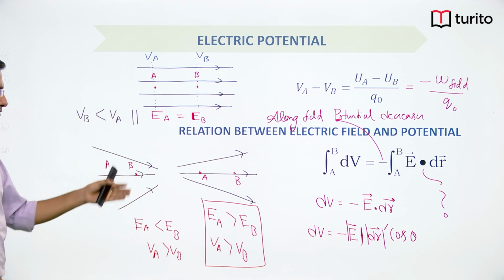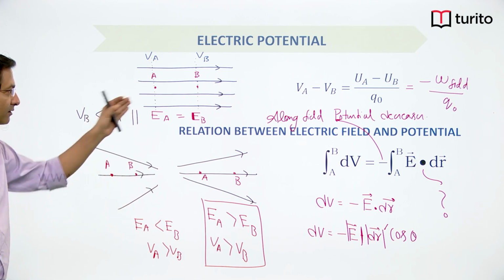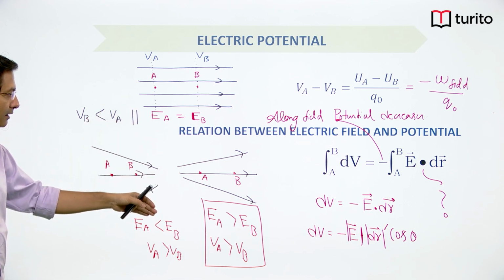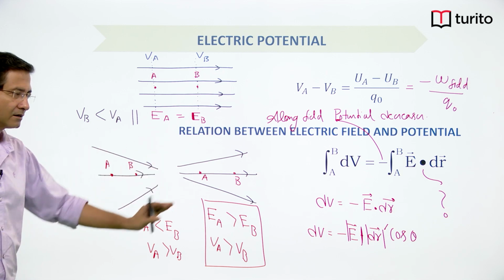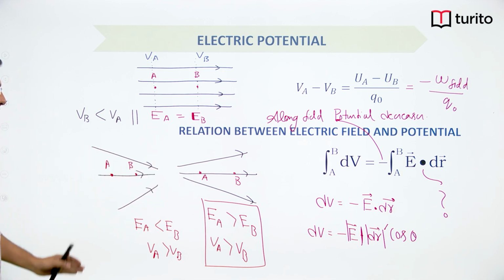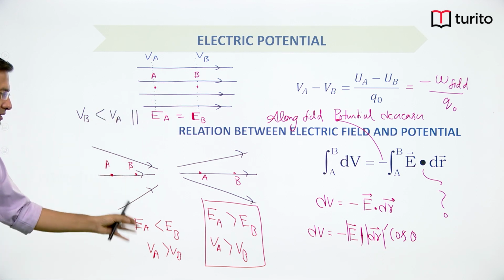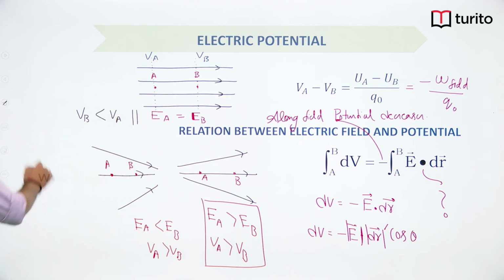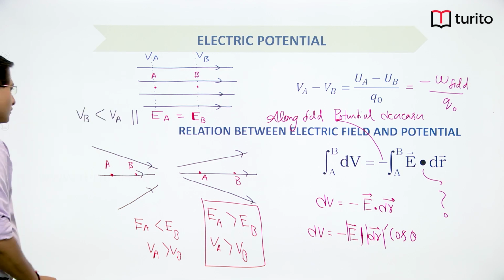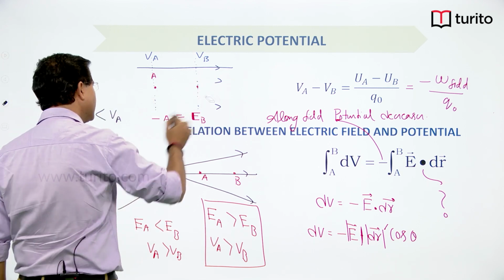In all the cases, fields had different relations, right, but potential had the same relation in all the cases. Potential at B is always less than potential at A in all these cases. So, let us remove all this.